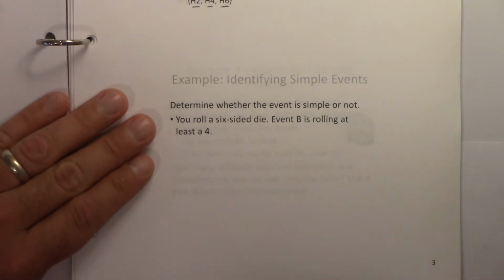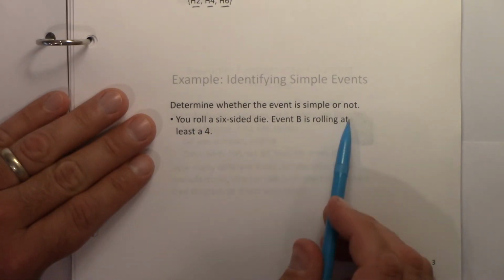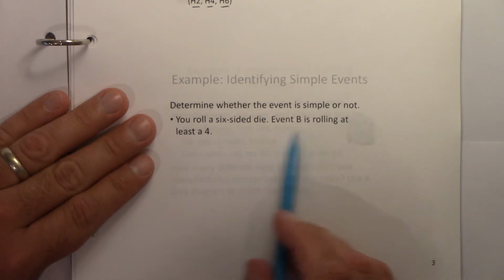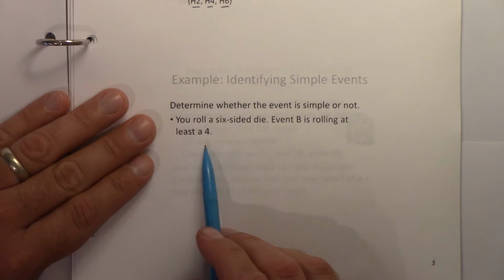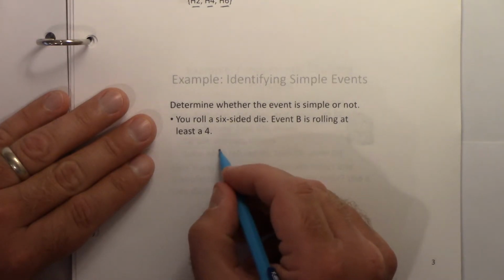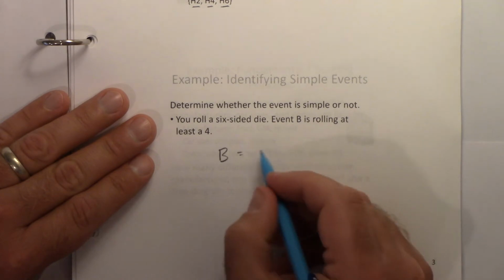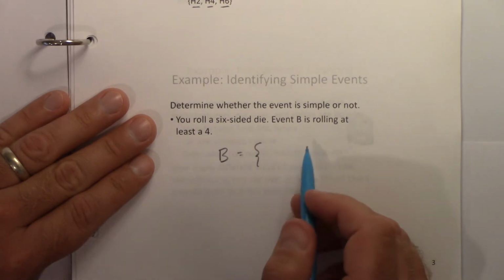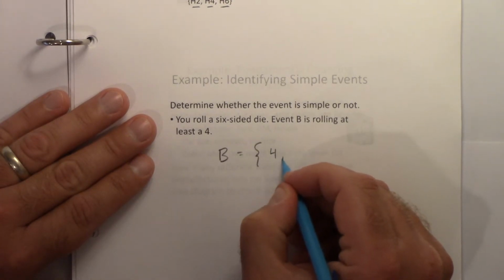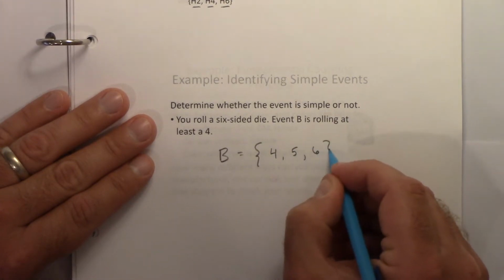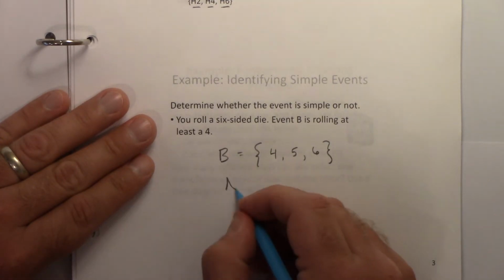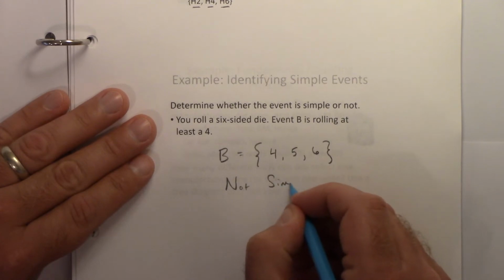Down at the bottom of page 3, they give us a scenario. They tell us to determine whether this event is simple or not. You roll a 6-sided die. Event B is rolling at least a 4. So if you actually look at those outcomes, and I'm going to label this set B, the outcomes that qualify for event B, rolling at least a 4, would be 4, 5, or 6. Since this event contains more than one possible outcome, it is not a simple event.